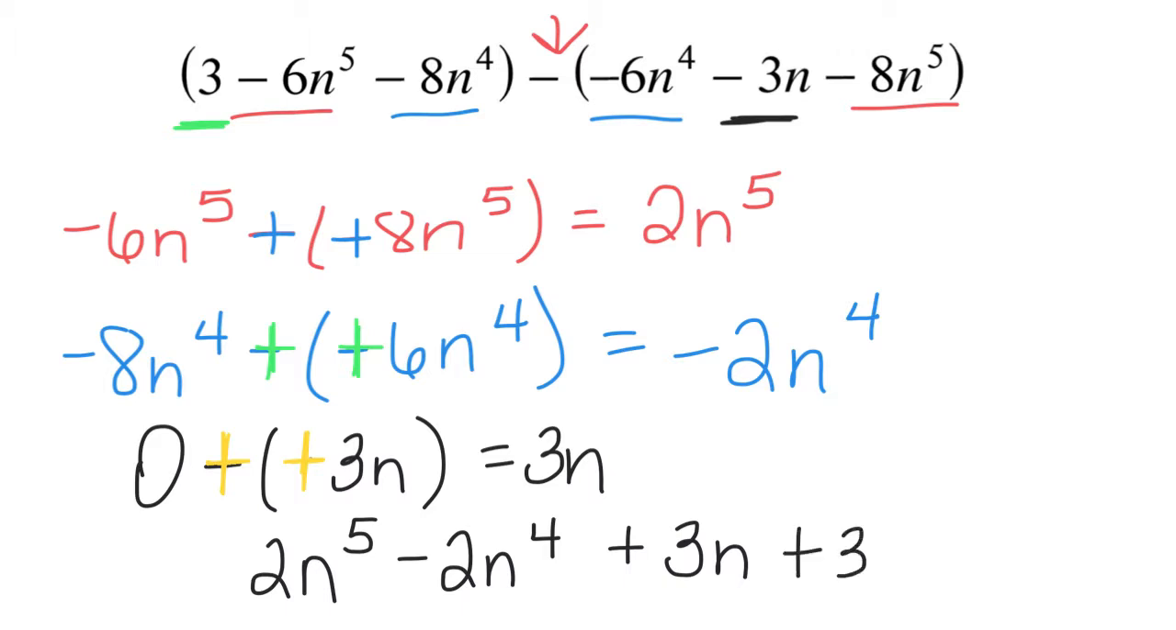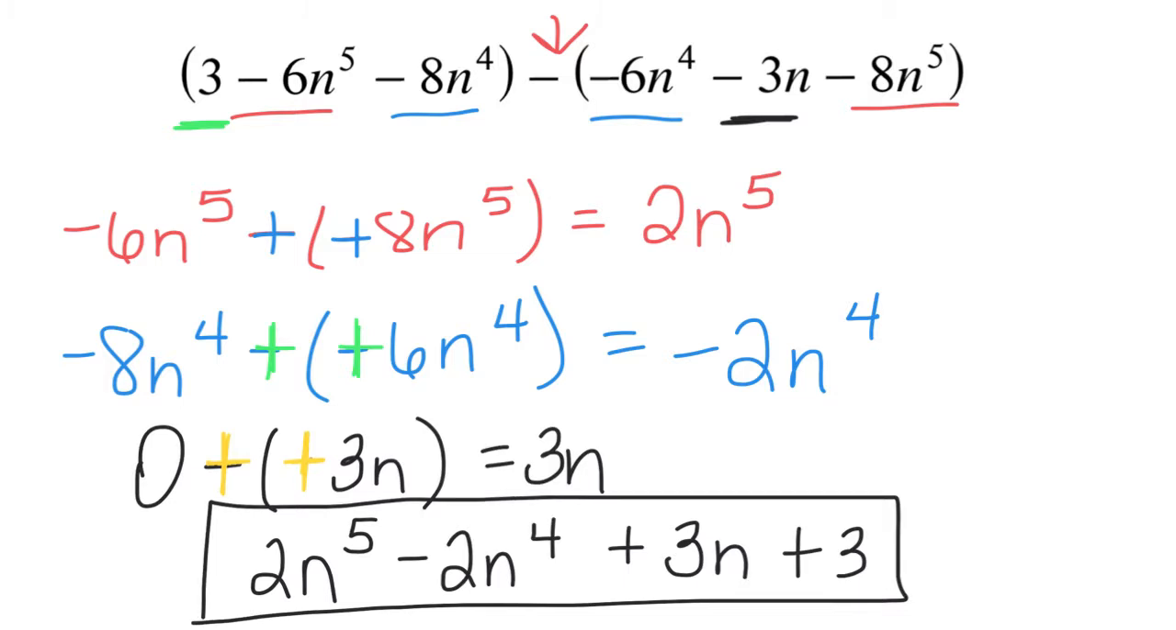This 3 I had on the left that I didn't have to do anything with. And if the negative 3n would have been on the left, I wouldn't have had to do anything there either. But since it was on the right in subtraction, then I had to change that sign.